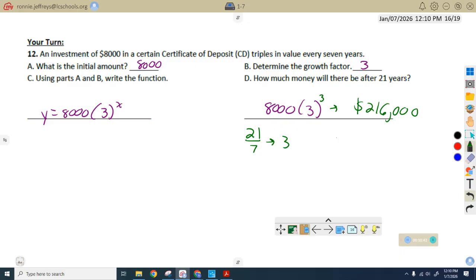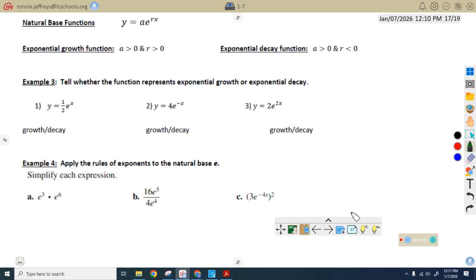A CD is basically closed. It's a deposit. You can get it out, but there are penalties, and it only gets a little bit more interest. So CDs are okay for short-term things, not long-term. Okay? All right. To the back.